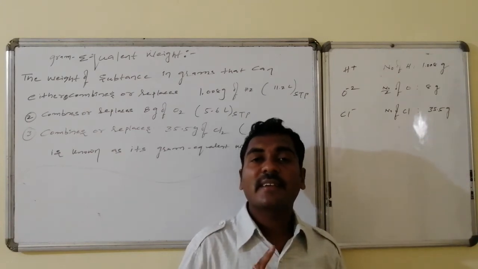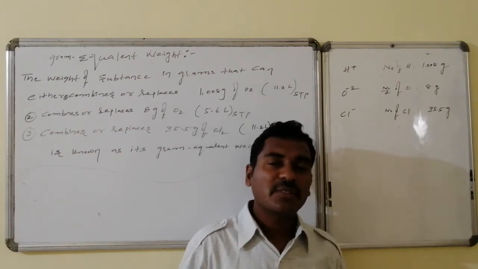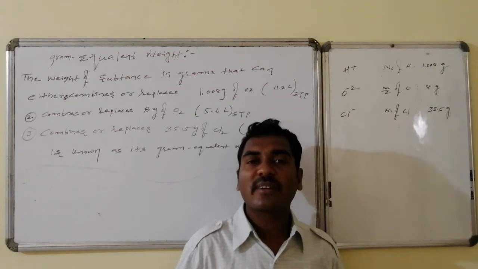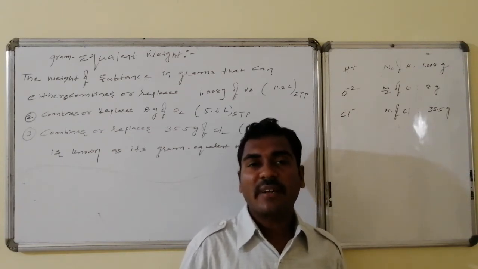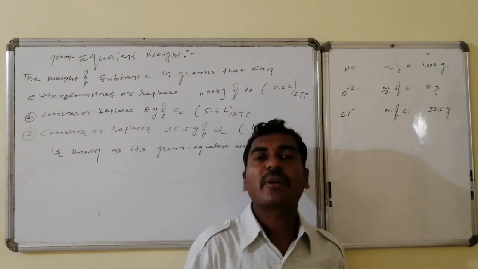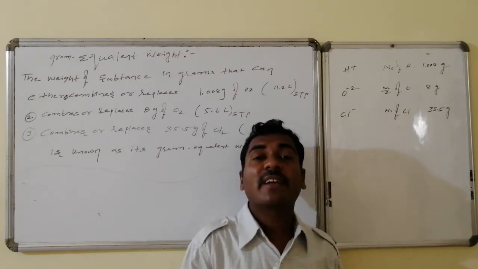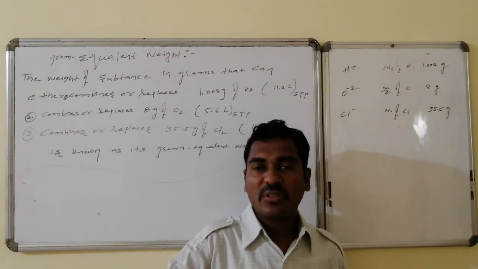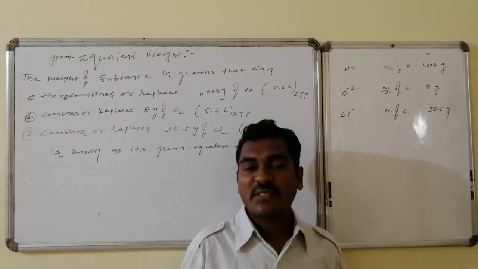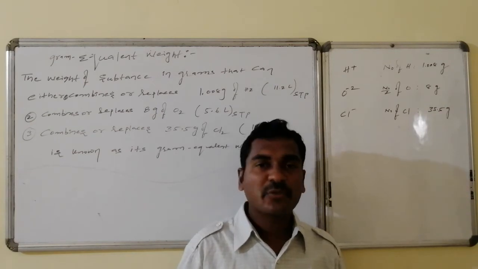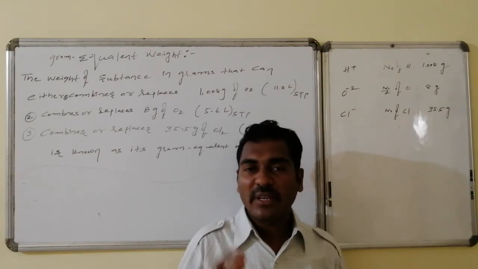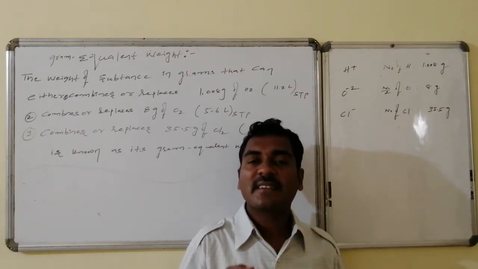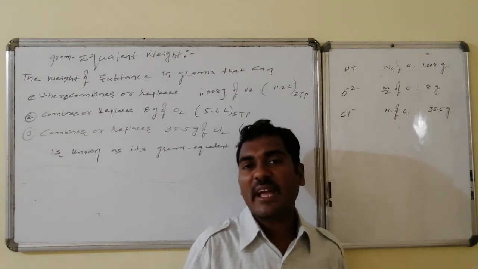That is, it can combine with or replace 1.008 grams of hydrogen, or 8 grams of oxygen, or 35.5 grams of chlorine, or in terms of volume, 11.2 liters of hydrogen, 5.6 liters of oxygen or 11.2 liters of chlorine. Such a weight equivalent is said to be its corresponding gram equivalent weight. Thus the definition, once again in a more generalized form: the weight of substance that is responsible for production of Avogadro number of active species, meaning Avogadro number of electrons exchanged, is said to be its corresponding gram equivalent weight.